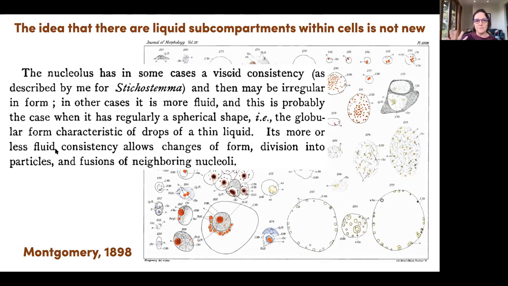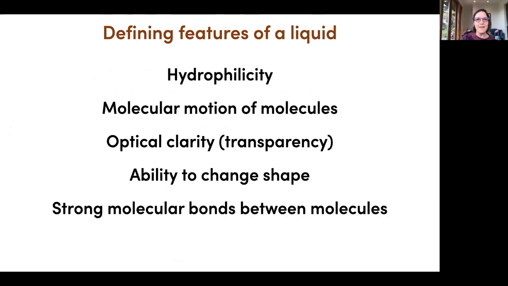In this paper, he pointed out that this fluid-like behavior probably allows the nucleolus to attain all these different shapes and configurations. Sometimes you see many, sometimes they all fuse together. And he also speculated that this enables the nucleolus to divide as cells undergo division. So this idea has been around a long time.